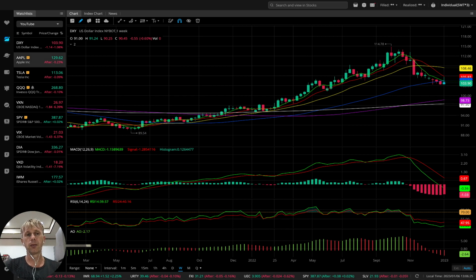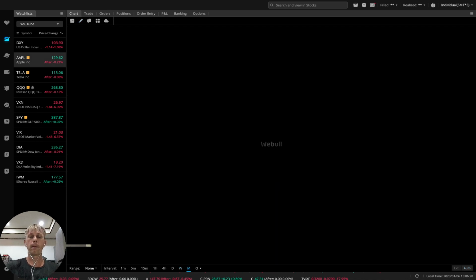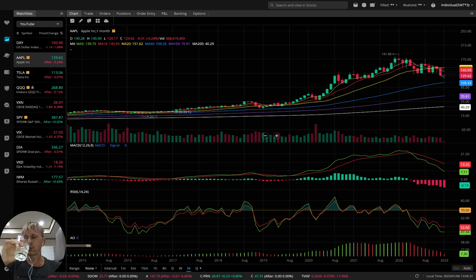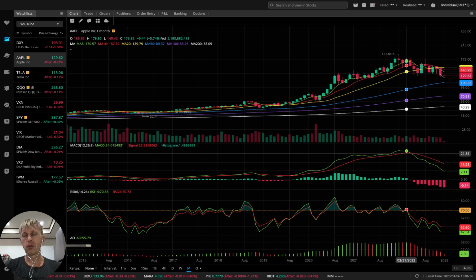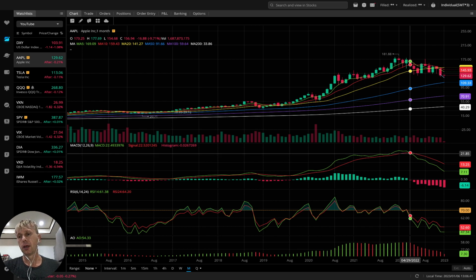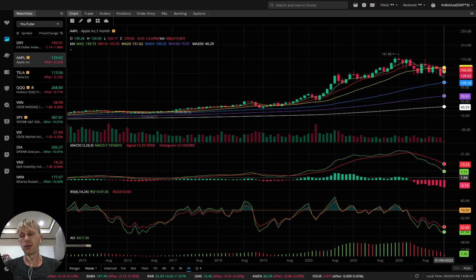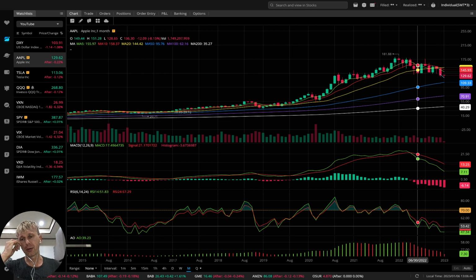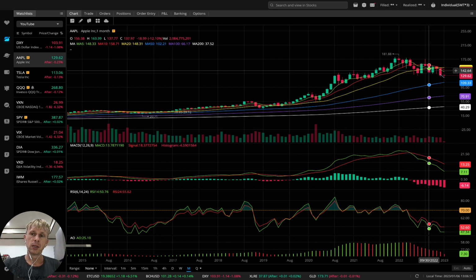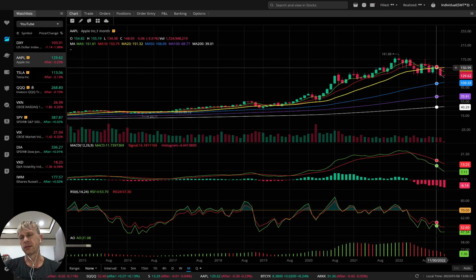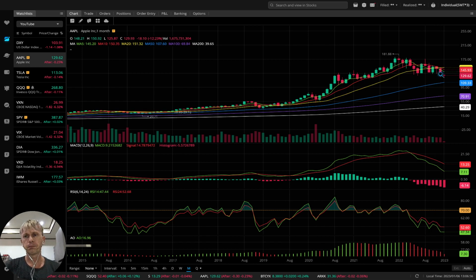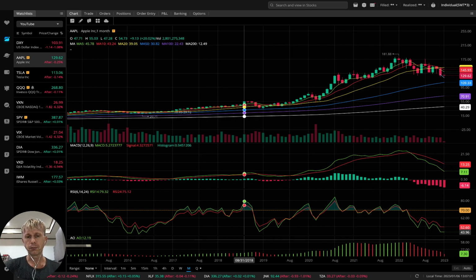Let's move to Apple. Apple monthly. Since April, Apple has been in a bearish trend. No changes on MACD. On RSI bearish trend. On the awesome oscillator it's a bearish trend. On moving averages it's a bearish trend. MA 5 and 10 did a bearish crossover over 20. Bearish trend on monthly for Apple.